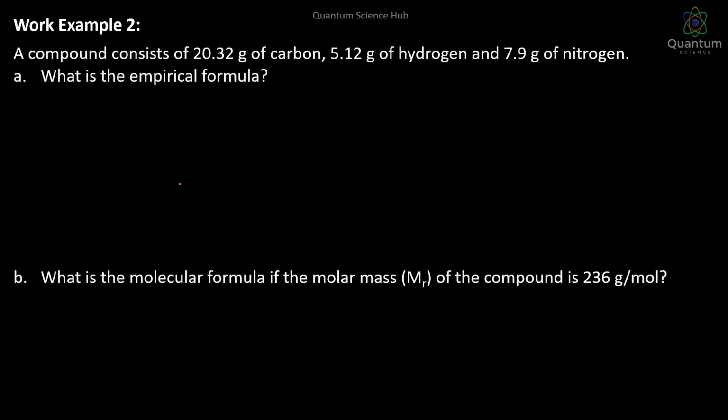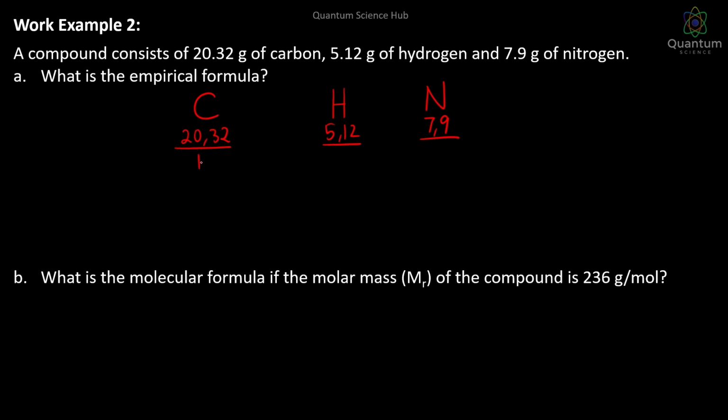Okay? Now let's see another word example. A compound consists of 20.32 gram of carbon, 5.12 gram of hydrogen, and 7.9 gram of nitrogen. What is the empirical formula? Okay, so we have carbon, hydrogen, and nitrogen. So you just put everything in here, the mass. Sometimes it can be in percentage. Please remember that.